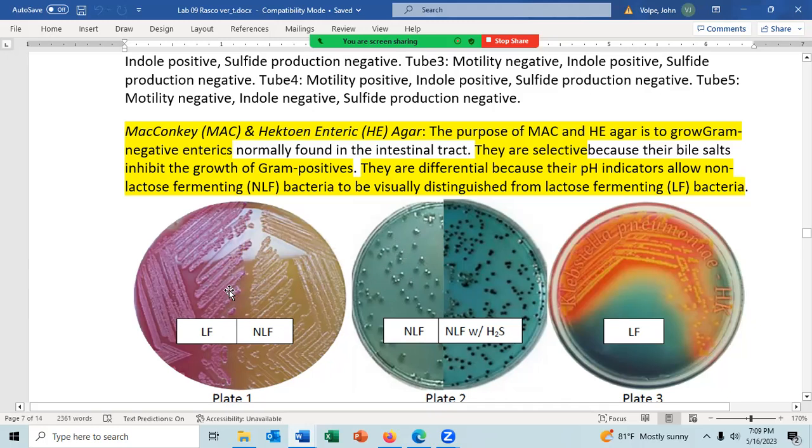Okay. In MacConkey's, if the bacteria can ferment the sugar lactose, the bacteria will turn pink, as well as the media around the bacteria. If the bacteria on an HE plate can ferment lactose, the bacteria will turn a yellow-orange salmon color. If the bacteria cannot ferment lactose, they will not be salmon colored, and they will be their normal color, in this case white. HE plates can also distinguish the production of hydrogen sulfide, and I've already mentioned that. If hydrogen sulfide is produced, the colonies will be black.